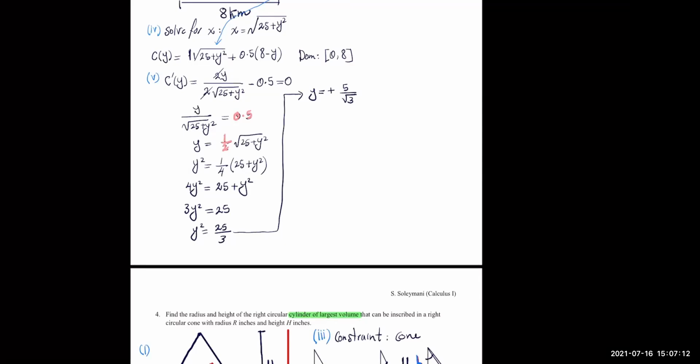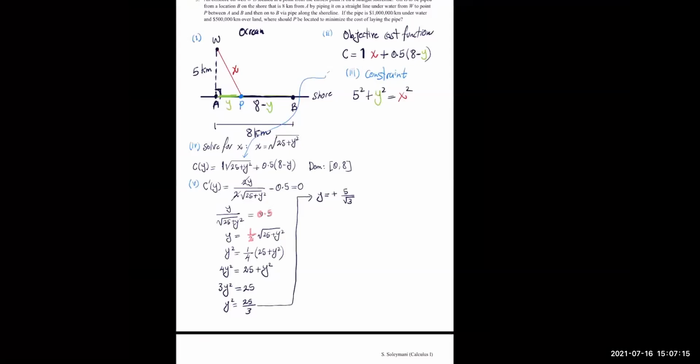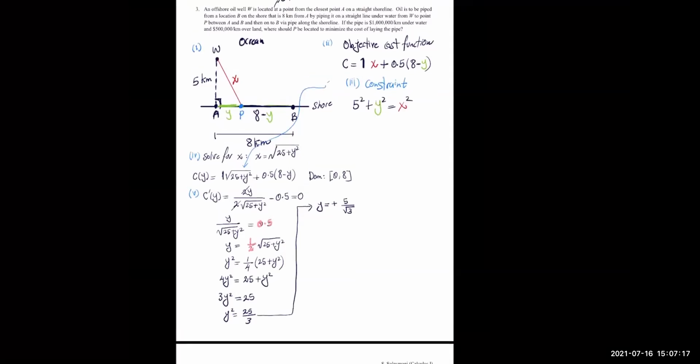And now you need to show, well, let's see what we are asked. Yeah, so they're asking where should P be located to get minimum cost. So we just want y. You want the distance from A to P. That distance is simply y, which we found. We just have to show that this gives us the absolute minimum of the objective function. Okay, we need to show that.